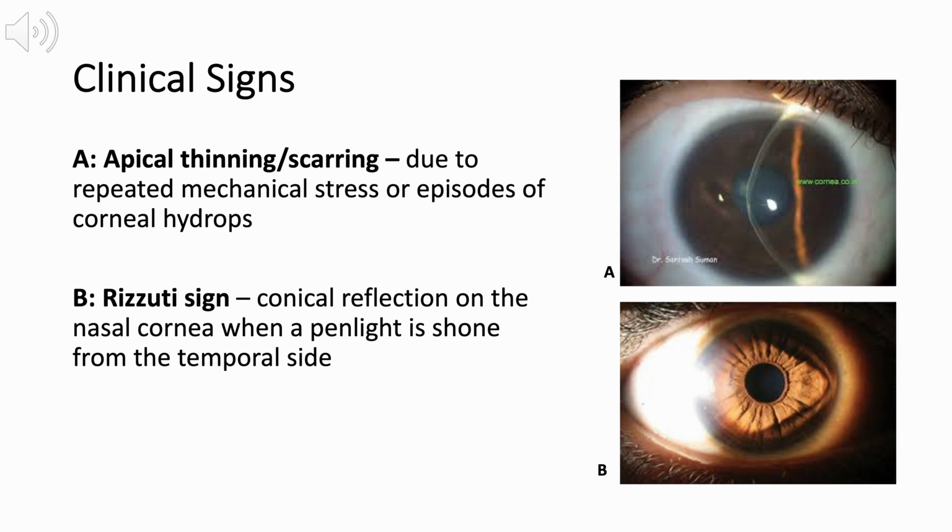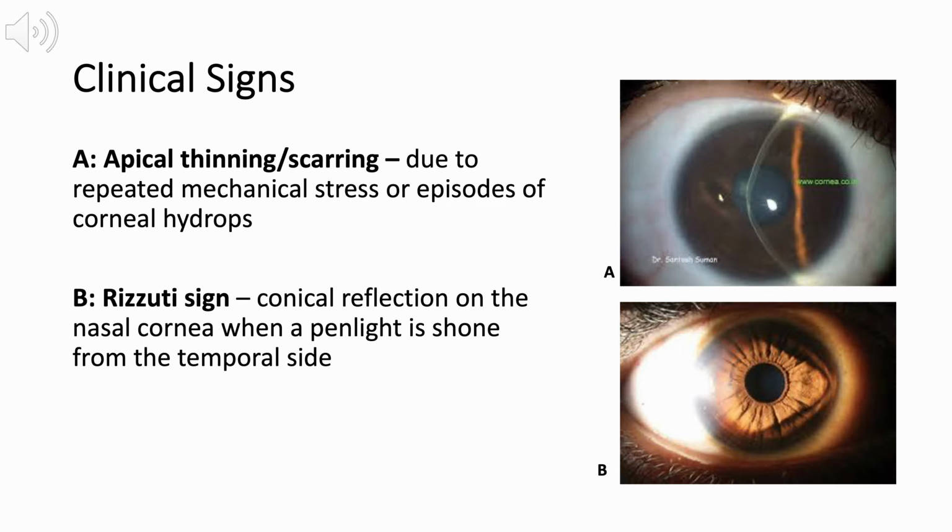The next two slides highlight the common clinical findings in keratoconus. In Figure A, we see apical thinning and scarring, which represent advanced disease. The cornea becomes progressively thinned at its apex, and repeated mechanical stress or episodes of acute hydrops can lead to scarring that further compromises visual clarity. This scarring is often visible clinically as areas of irregular opacity in the cone-shaped cornea.